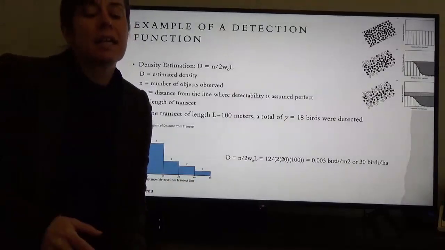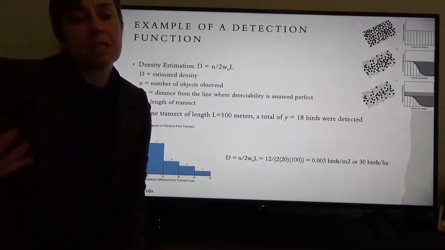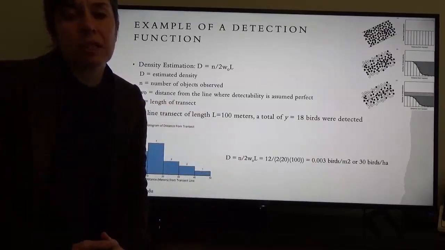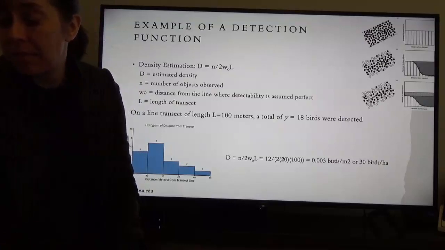So this is, again, same idea as for our quadrat sampling. We need to know an area, we need to have a number of individuals, and this lets us extrapolate out to a density-based estimate.